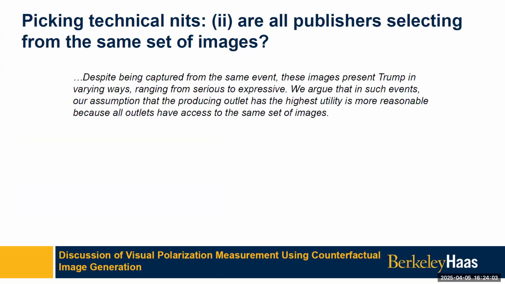Another thing to think about is whether or not all of the publishers are actually selecting from the same set of underlying images, right? This was mentioned during the talk, and in the paper itself, the authors say, "despite being captured from the same event, these images present Trump in a bunch of different ways." And so for these events, under the assumption that all of the outlets are selecting from the same set of images, you can get this identification. But you can imagine that there are many cases in which the outlets might not all actually be choosing from the same set of images, right?